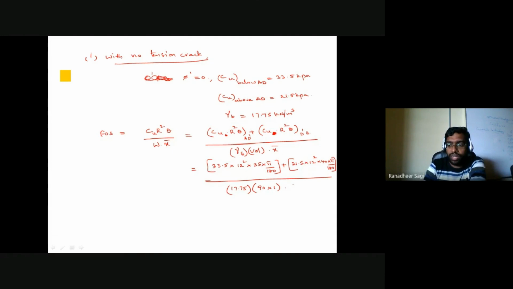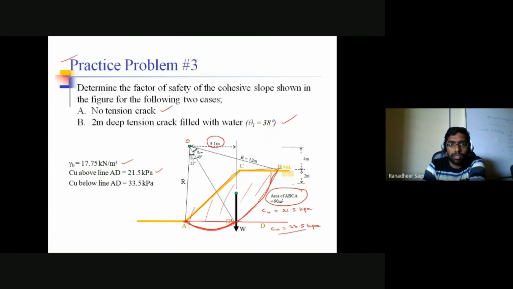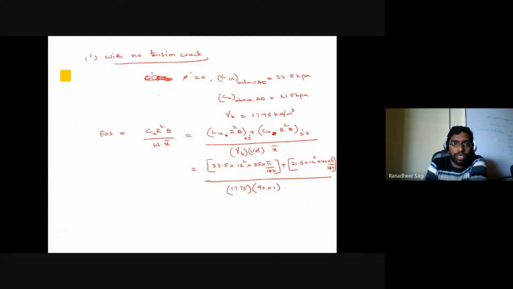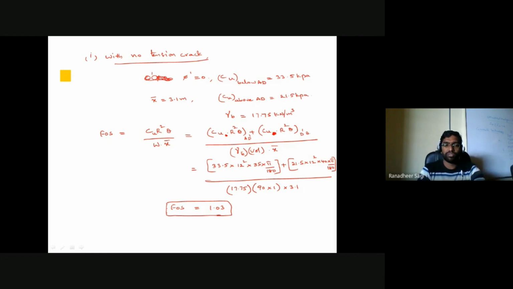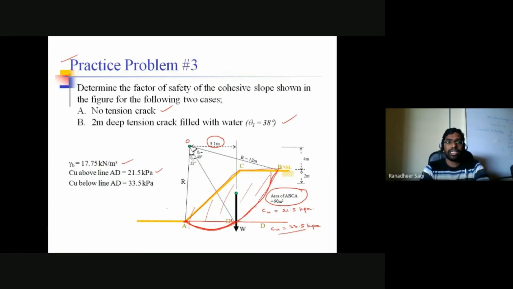What is my X bar value given in this particular problem? It is 3.1. So I can write down here, X bar is 3.1 meters in this particular problem. This is 3.1. The value for factor of safety in this condition with no tension crack comes out to be equal to 1.03. And the second case, what is the second case given in the problem?